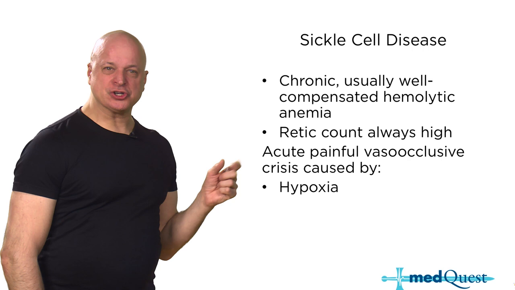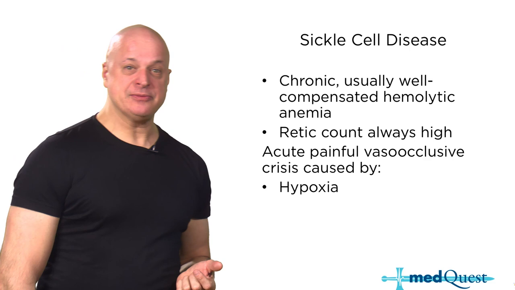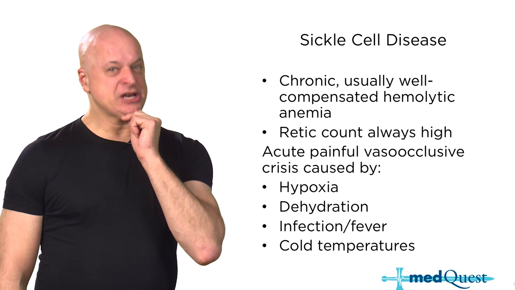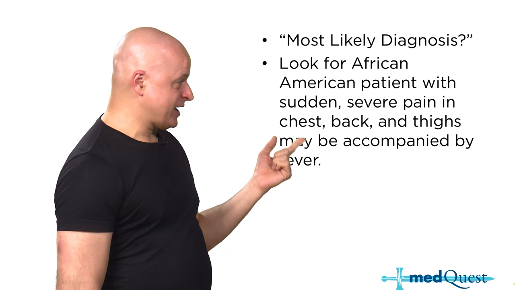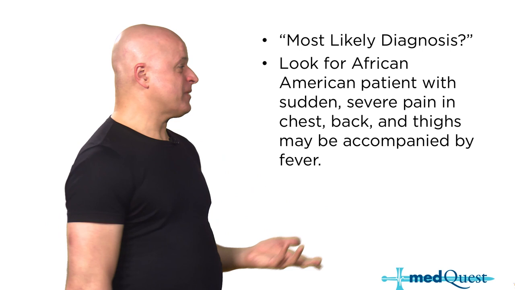We know what causes the vaso-occlusive crisis. We know that sickle hemoglobin sickles when you're hypoxic or dehydrated or acidotic. So we know that you sickle more when you have conditions of stress, but why do you have the pain? Not as clear. So the most likely diagnosis, we're going to look for an African-American patient, because 8% of the African-American population has sickle cell trait, and therefore much more sickle cell disease, chest, back, and thigh pain.